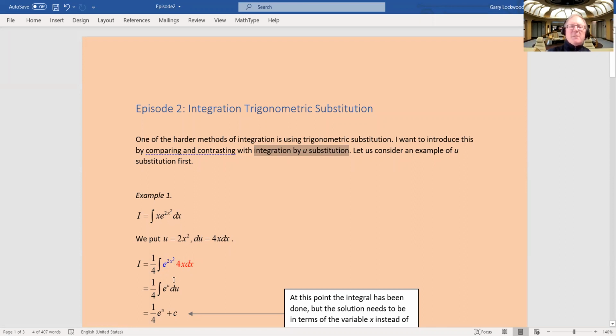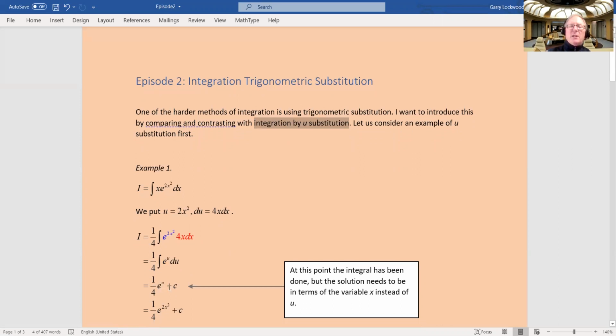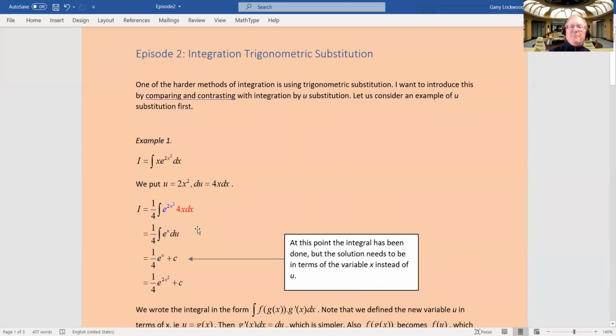Well, now making those substitutions, I've got the integral of e to the u du, and of course that is e to the u, so we get 1/4 e to the u plus a constant. And I'm noting that at this point the integral has actually been done. We've done the integration, but the problem is that our answer is not in terms of x as the question was, but it is in terms of u, and so we've got to convert backwards. So we go back to 1/4 e to the 2x squared plus c. And that's our final answer. And it is in the same variable as the question was, which is pretty useful.